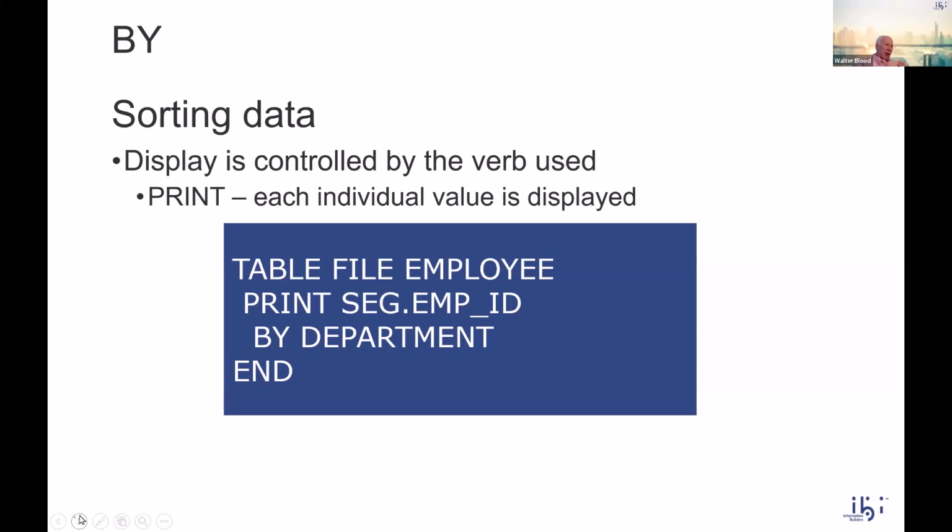The sorting that it's doing basically in its display is going to be controlled entirely by the verb that you're using in the request, right? Now we have four major verbs that we use. This may be a little bit of a review for you guys. Print is the basic one, and print basically gives us every record. Each individual value for the field is displayed.